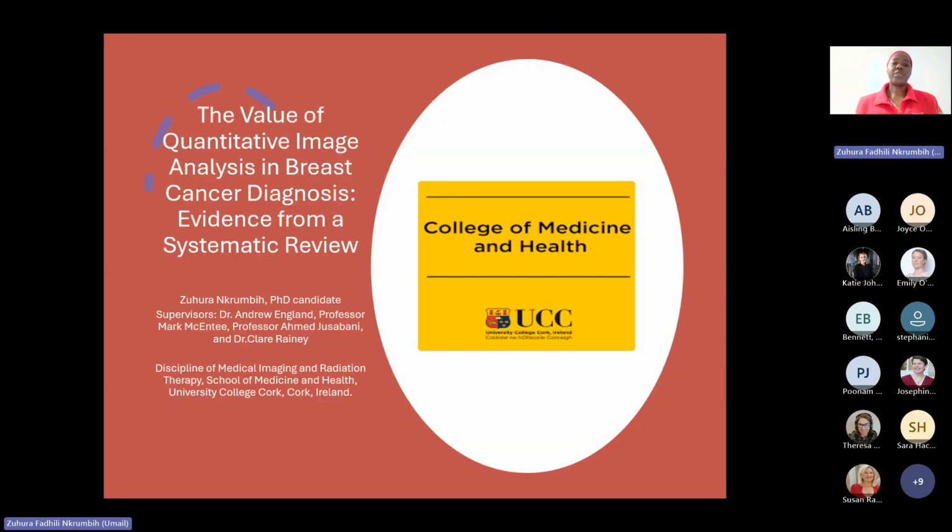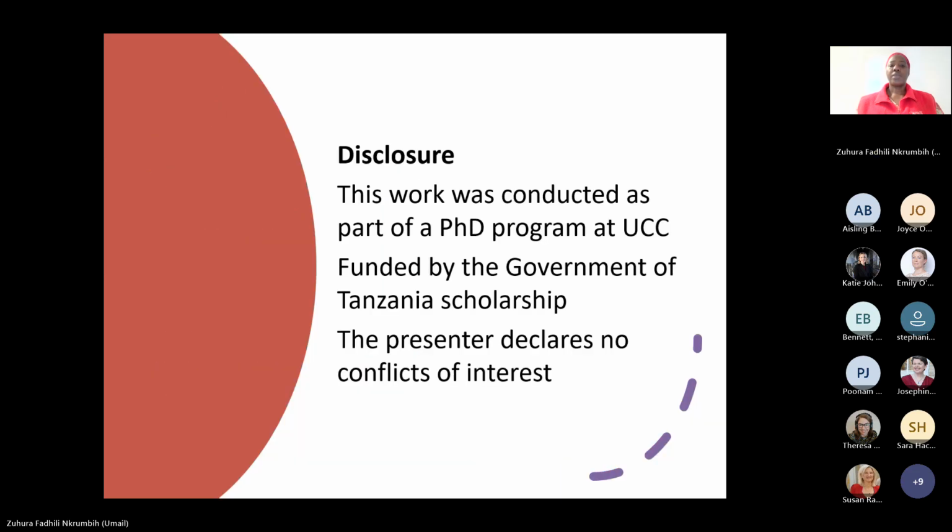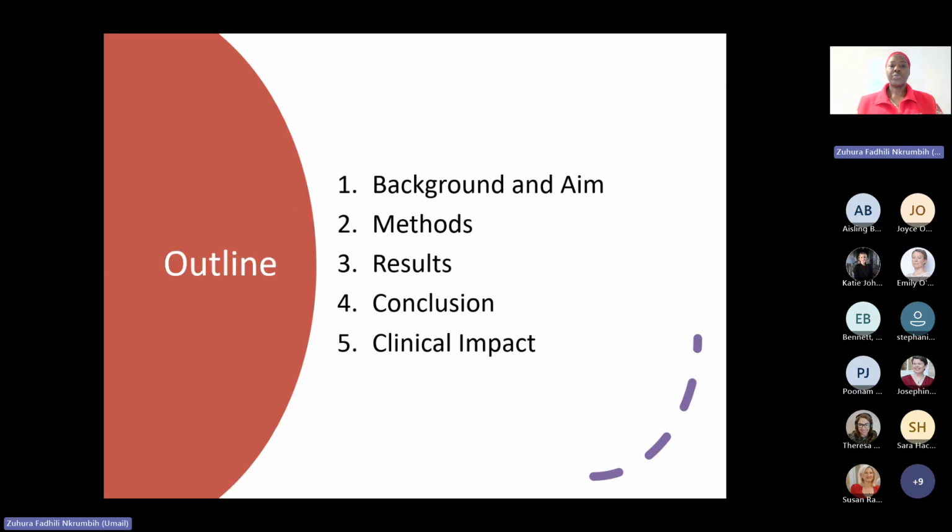Systematic review on the value of quantitative image analysis in breast cancer diagnosis. My supervisors are Dr. Andrew, Professor Mark, Professor Ahmed, and Dr. Claire. This work was conducted as part of my PhD program at UCC, funded by the Government of Tanzania. I have no conflict of interest.